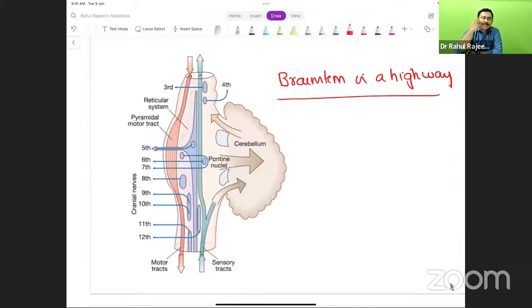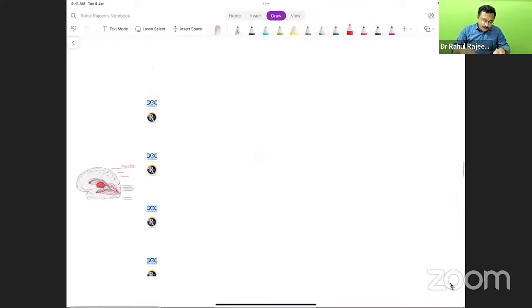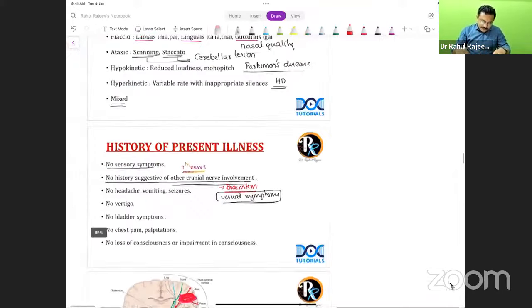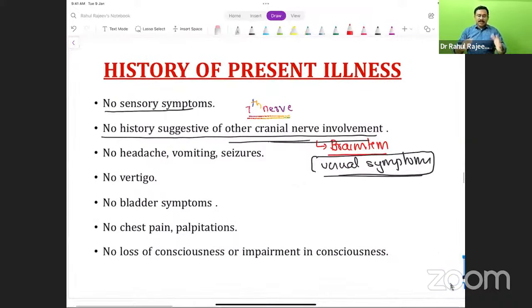3, 4 in the midbrain. 5, 6, 7, 8 in the pons. Yes, I agree, some are at the pontomedullary junction, but roughly 5, 6, 7, 8 at the pons. And 9, 10, 11, 12 at the medulla. Okay, so it's such a busy highway with so many ascending tracts and so many descending tracts. So it's important to ask for any visual symptoms, cranial nerve symptoms, all are important.